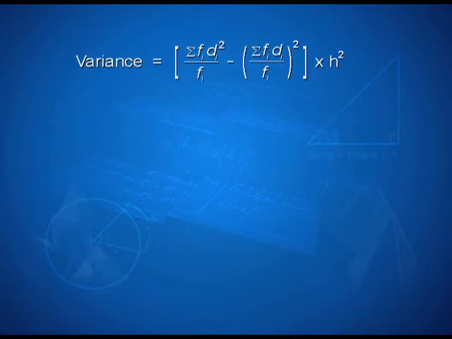Now, variance can be calculated as summation fi di square upon summation fi minus summation fi di upon summation fi whole square into h square.